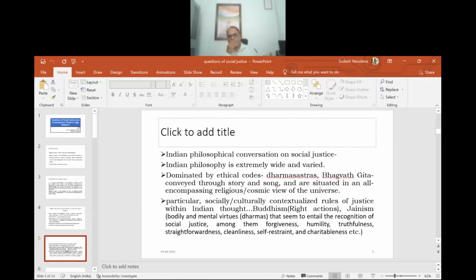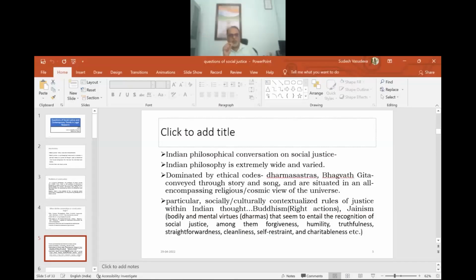Now let us contrast this with the Indian philosophical conversation on social justice. The Indian philosophical conversation on social justice started much earlier than Western thought of social justice. And Indian philosophy is extremely wide and varied. There is no one Indian philosophy which you can attribute for the contribution towards the concept of social justice.